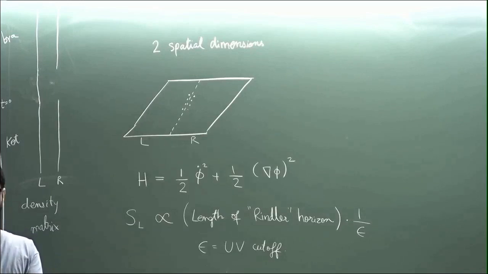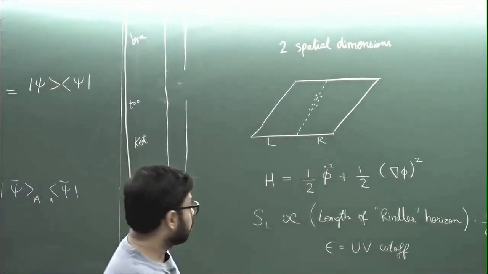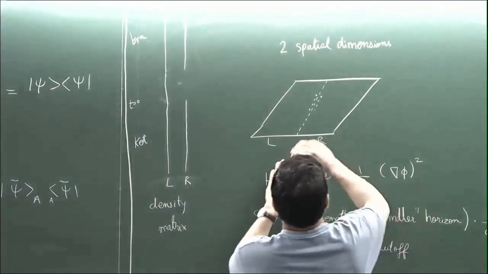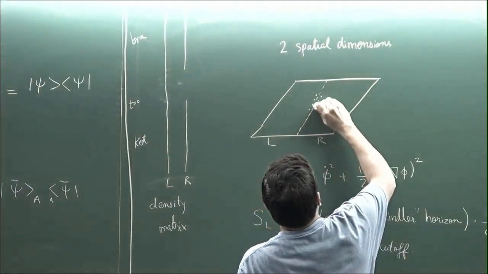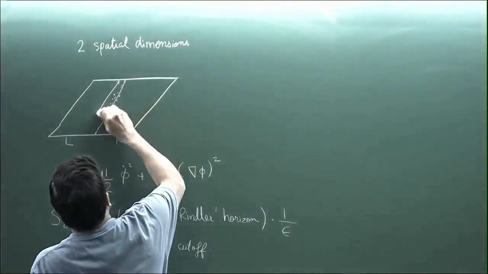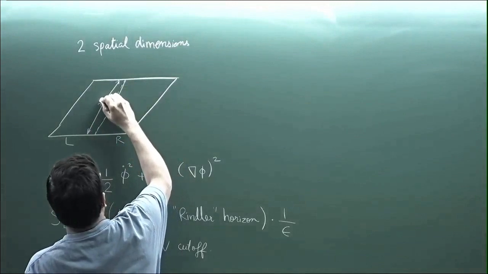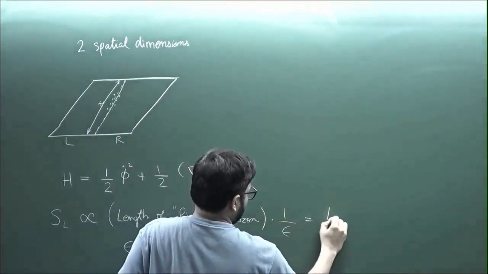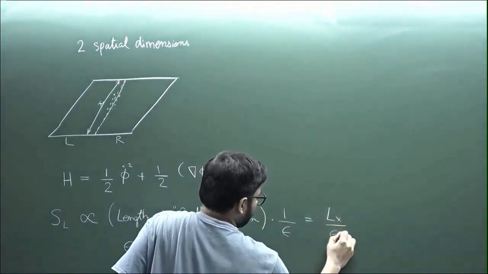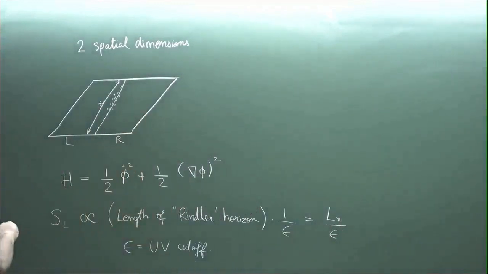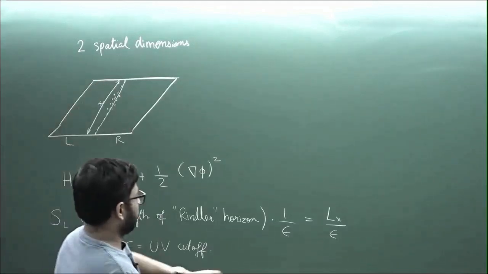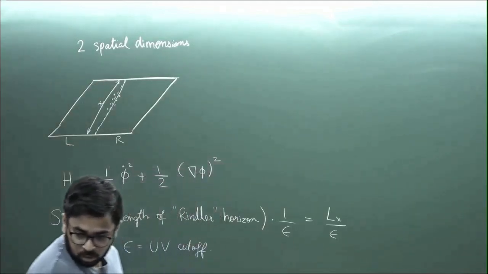Are there any questions? So what is the length of, what is written in the quotes? Length of the Rindler horizon, it's this length. Let me call this direction x. So this is Lx over epsilon. Okay, Lx is really infinite because we are in flat space, but let's imagine cutting it off, putting in some infrared cutoff, putting it in a box. So this is proportional to L sub x over epsilon.